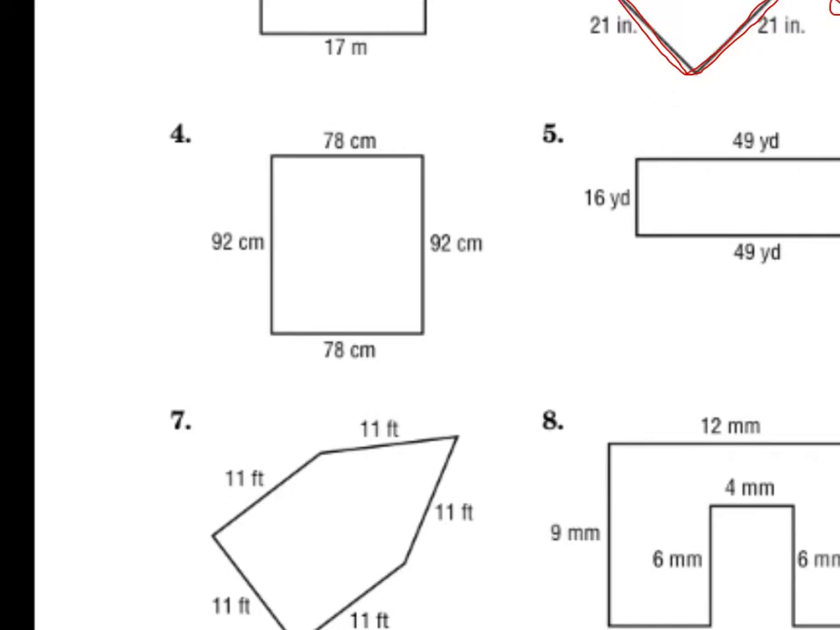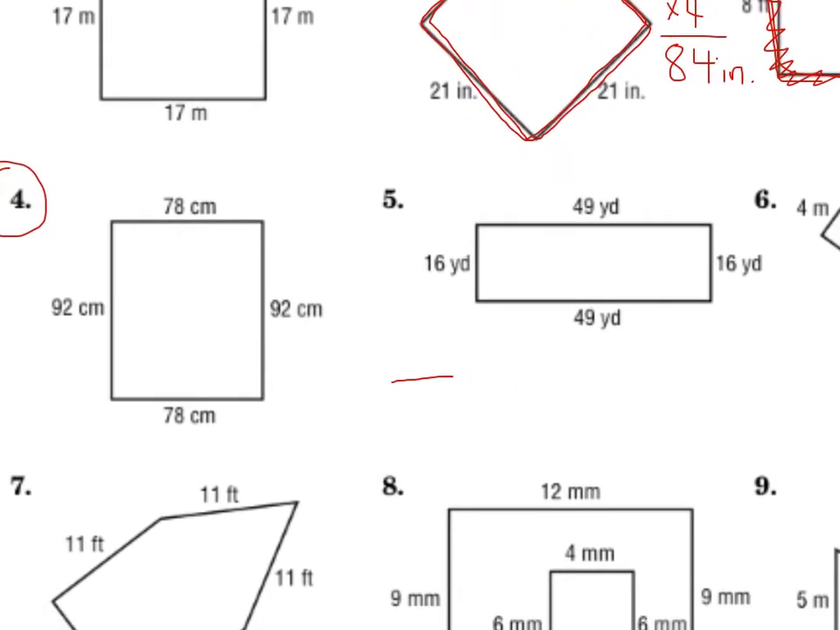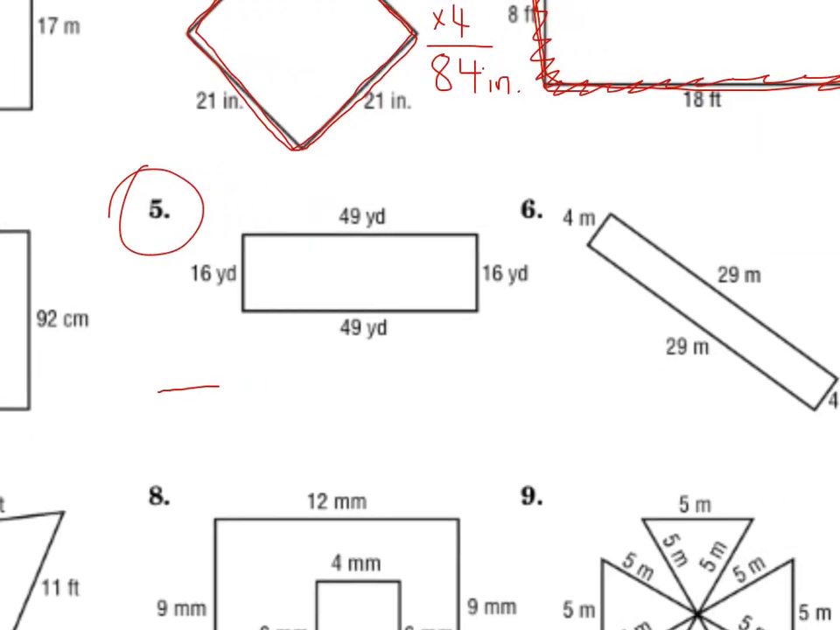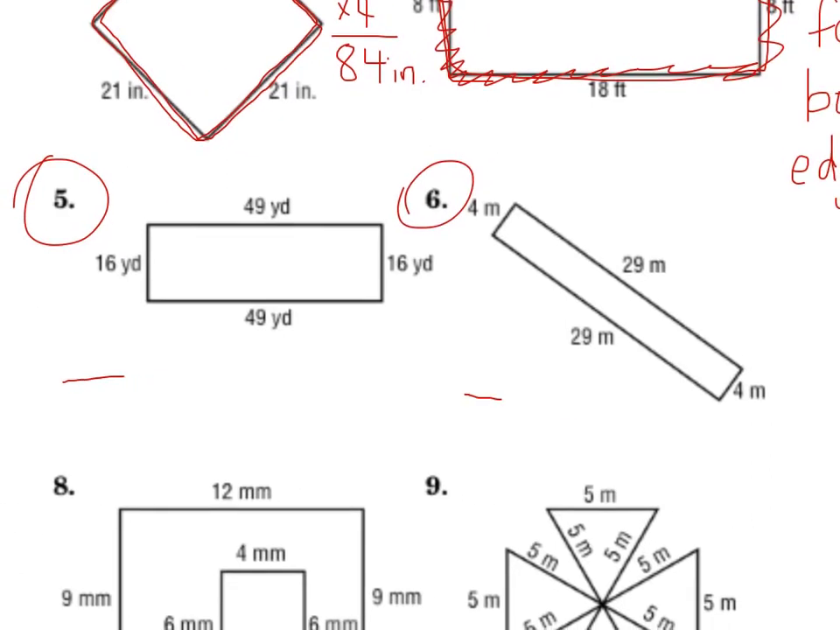Okay, this is very simple. I'm going to be looking at your paper. So you need to have number 4, and you need to have number 5, and you need to have number 6 completed. I am not going to work these with you on the video. You do these on your own. I will be checking them in your notes.